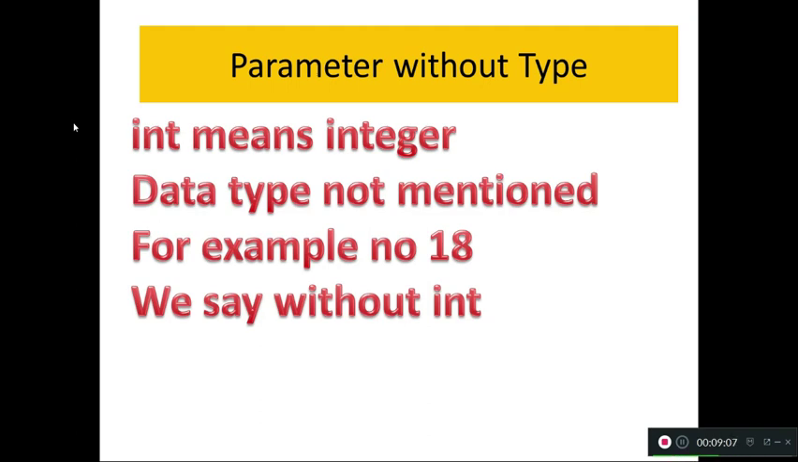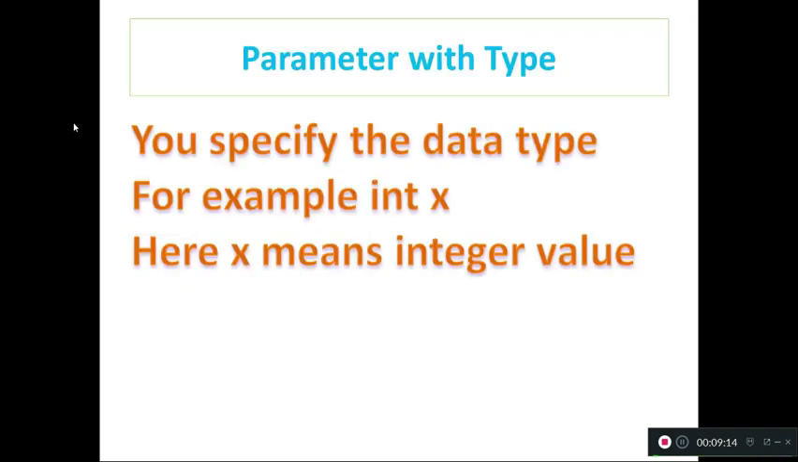We do not specify the int. So we simply call this type a parameter without type. Okay. The next one, opposite to that: parameter with type. It means you specify the data type. For example, I give the x value as 18. Here 18 is an integer. I specify the declaration as int. Int means integer. I specify int x.